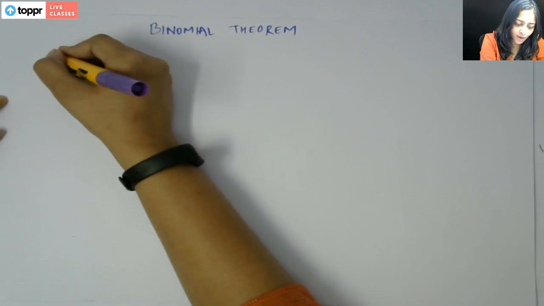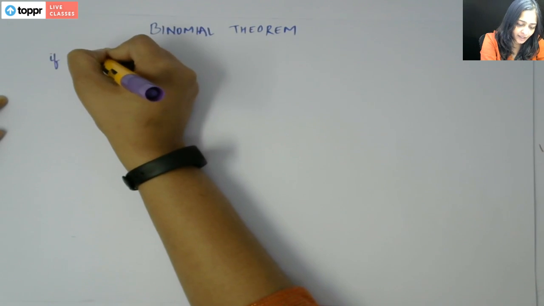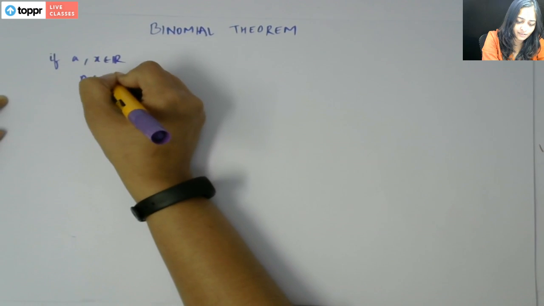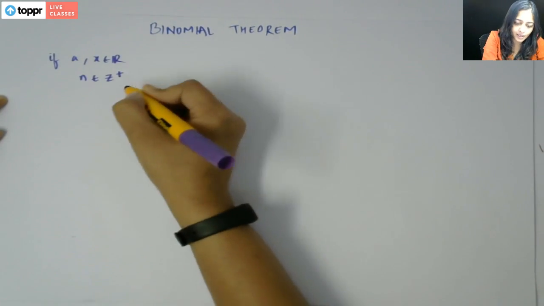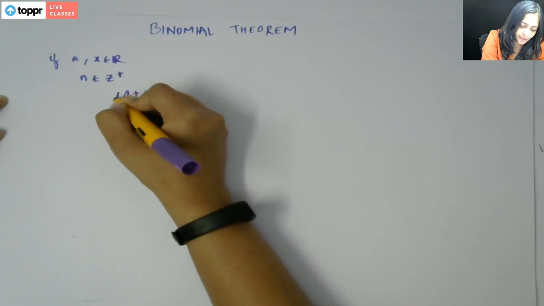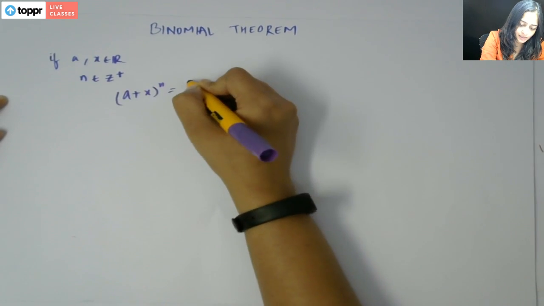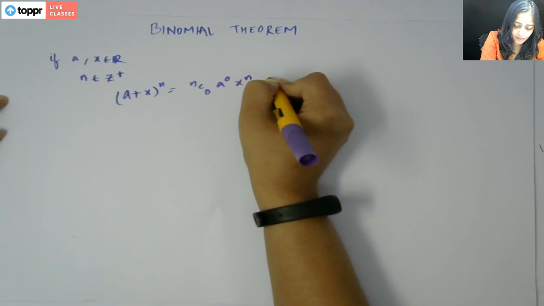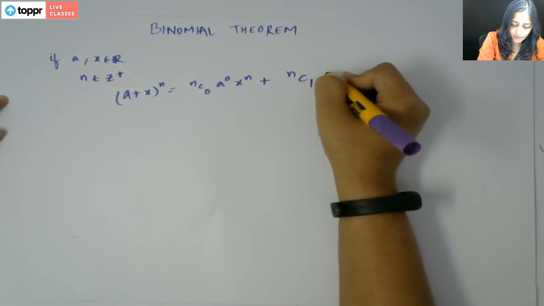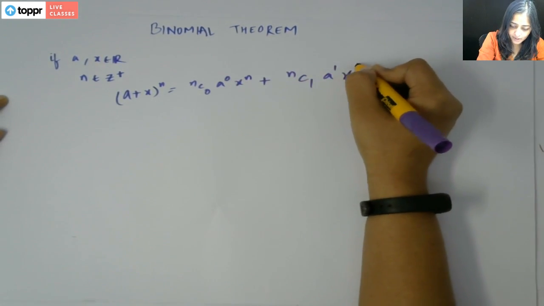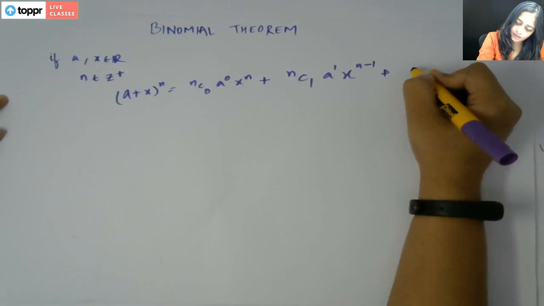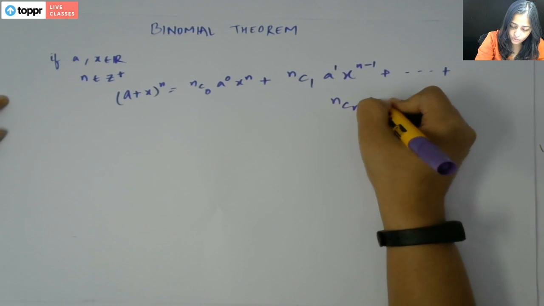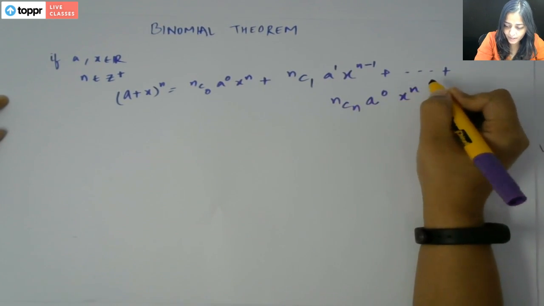So, if you have two real numbers a and x, and some n, which is a positive integer, then the expansion of (a + x)^n is nC0 a^0 x^n + nC1 a^1 x^(n-1), and we proceed similarly until nCn a^n x^0.